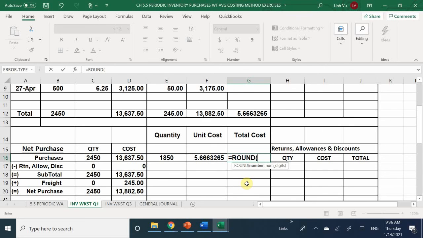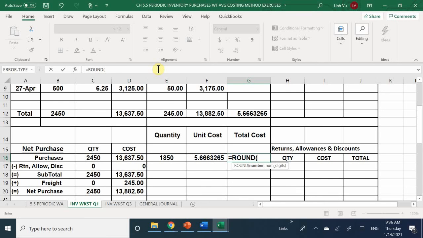Equal round is a formula that allows you to round off numbers, such as looking at our total cost, or our cost per item. We see that that is not a rounded number, but because we are journalizing this, we need to have solid numbers that are rounded to the penny. So how does a round formula work?